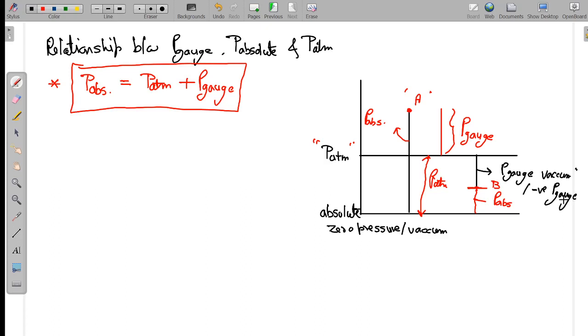Okay, so now if I want to find out the pressure at point B, what will be the change in this equation? Just the value of gauge pressure will be negative. So we can easily see here that P absolute is equal to P atmospheric minus P gauge, or gauge vacuum.